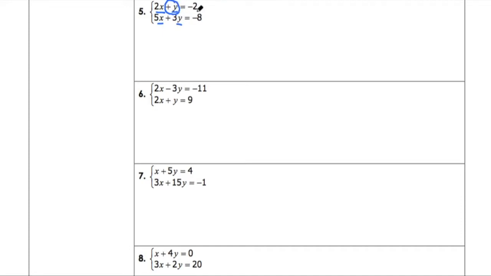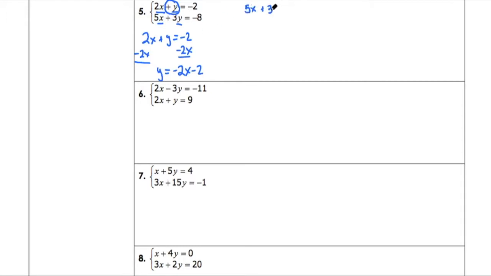So if I rewrite that equation over here, 2x plus y equals negative 2, the only thing I'll need to do is subtract 2x from both sides. And we get y is equal to negative 2x minus 2. Now we have an equation with a variable solved for. So y is solved for here. So we go to our other equation now.